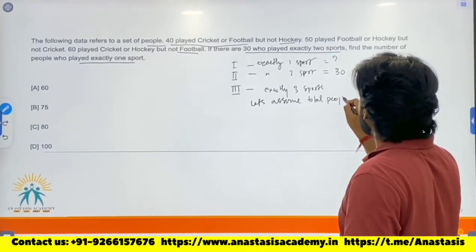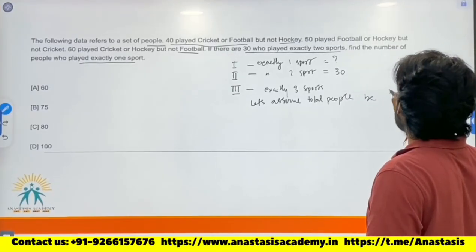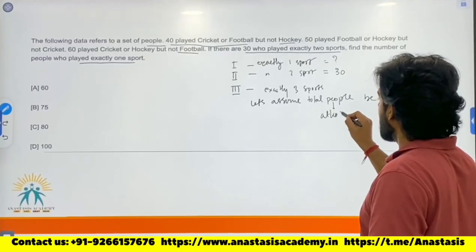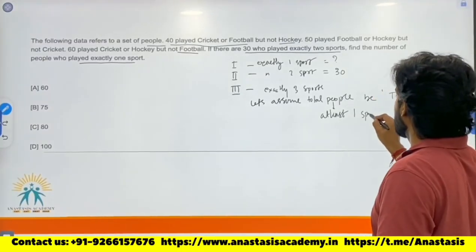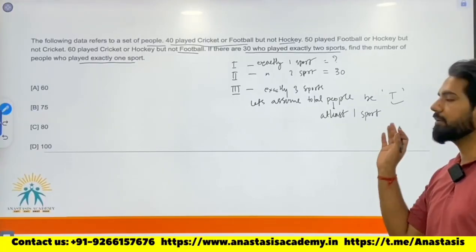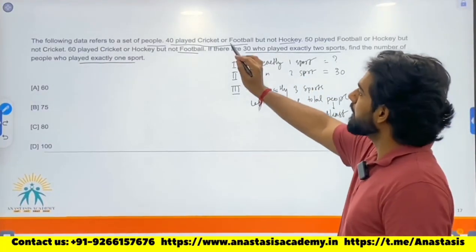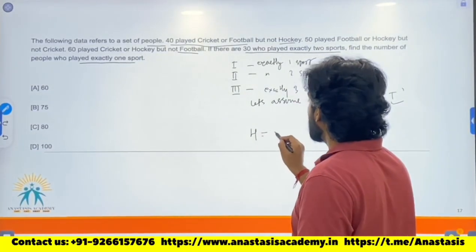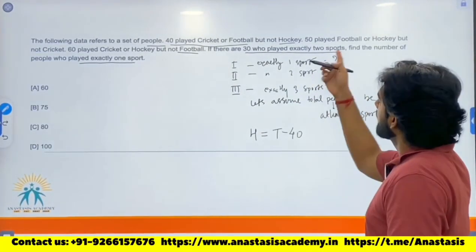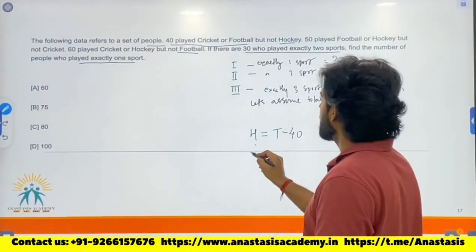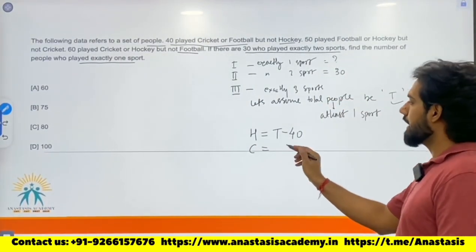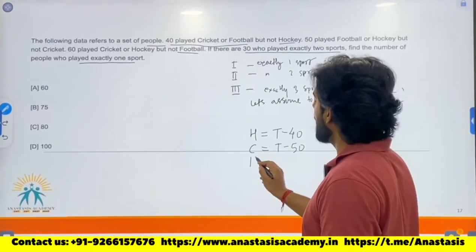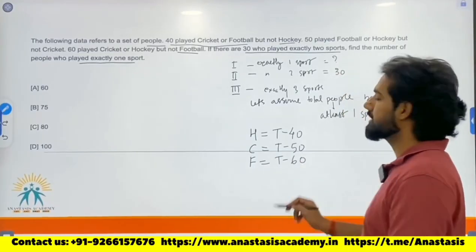Now let's assume total people, or the people playing at least one sport, I have assumed them to be T. Now 40 played cricket or football but not hockey, so I can say people playing hockey would be T minus 40. 50 played football or hockey but not cricket, so people playing cricket would be T minus 50, and people playing football would be T minus 60.